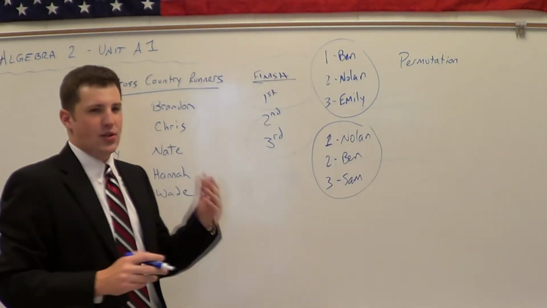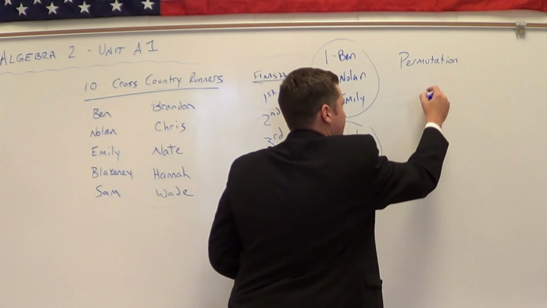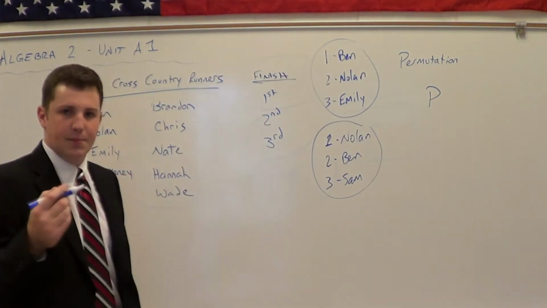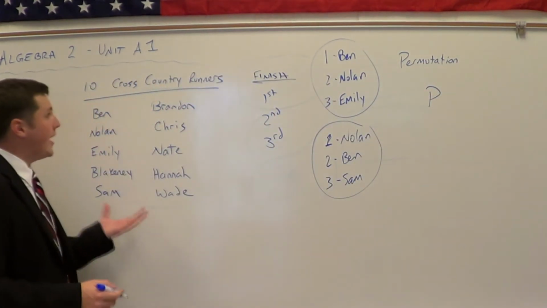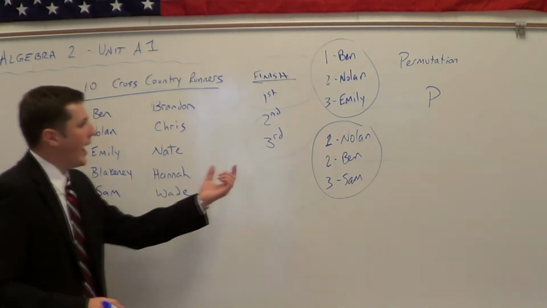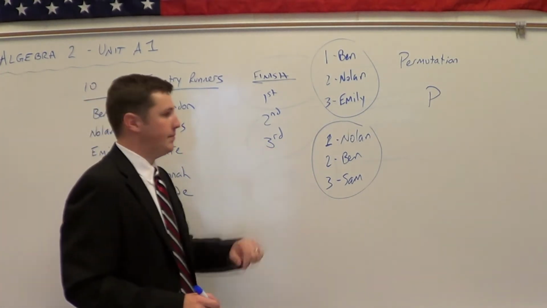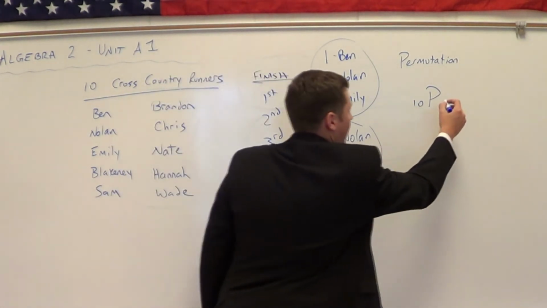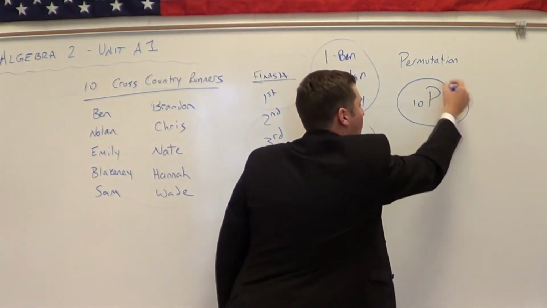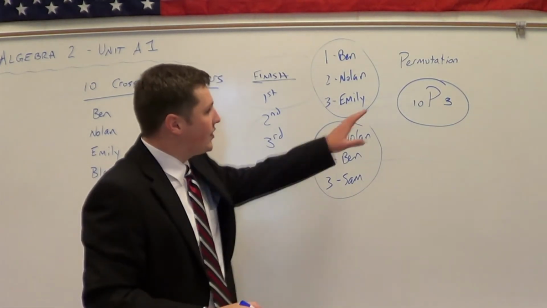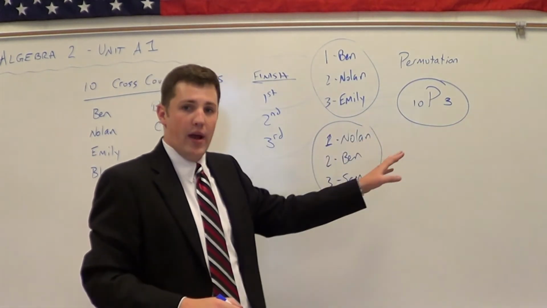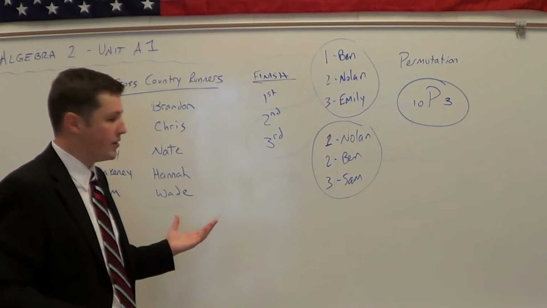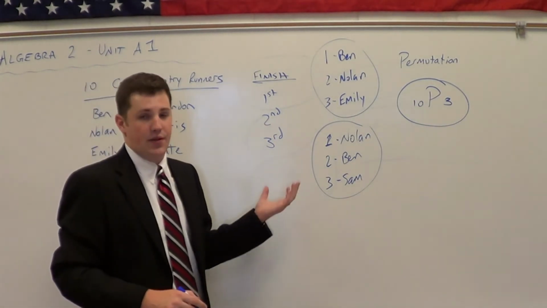Now, thinking back to our last one, I know I'm going to use a big P because it's a permutation. I have 10 possibilities, and I'm going to pick 3 of them. So I have 10 possibilities, and I'm going to pick 3. And we're going to leave our answer like that. That's a way that we can express the number of ways that these 10 cross-country runners will finish first, second, and third.